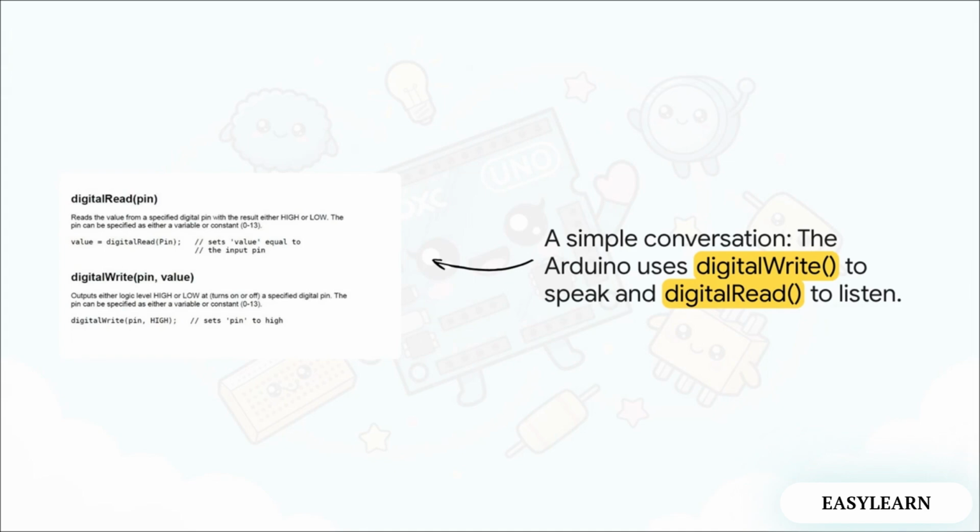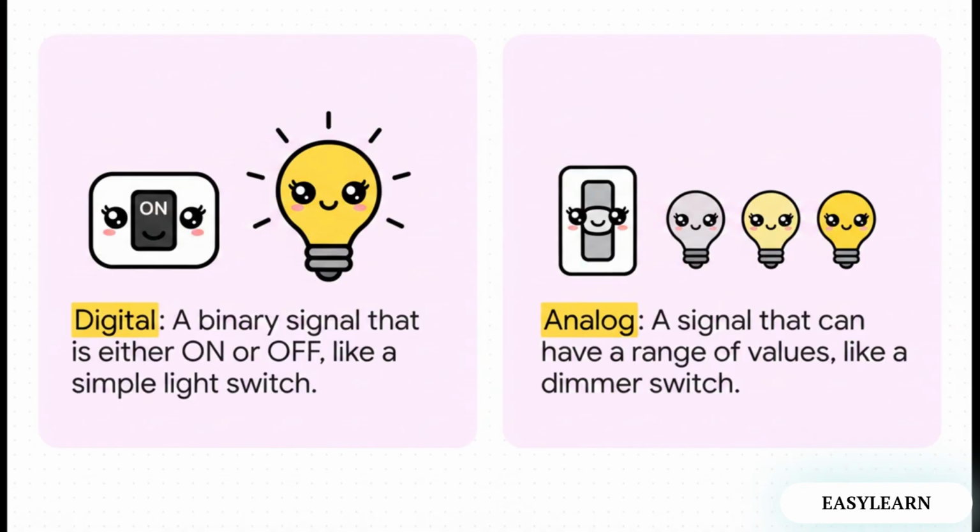So that's really the crucial takeaway here. These two commands, they form the most basic conversation in electronics. digitalWrite is how the Arduino speaks, and digitalRead is how it listens. One sends out a command, and the other one reads the state. Simple as that. But the real world isn't just on or off, right?